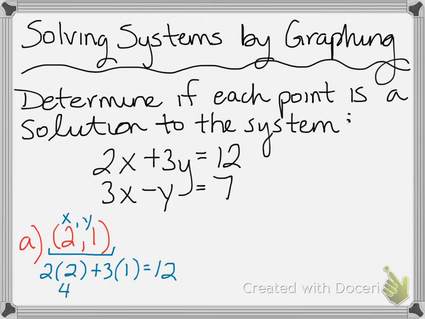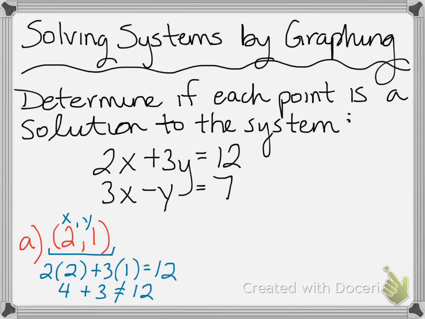This would be 4 plus 3. Oops, sorry. I wrote the actual answer. 4 plus 3 is 7. So does 4 plus 3 equal 12? No, it does not. It does not equal 12. So it is automatically not a solution because it does not satisfy one of the equations.